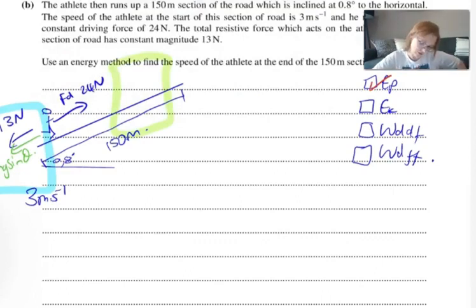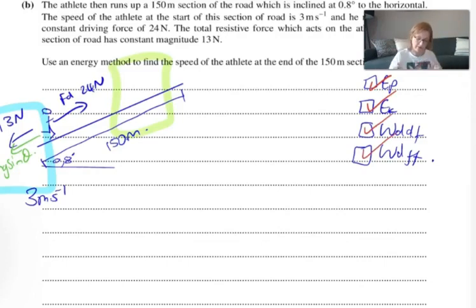The speed of the athlete at the start is 3, and he now produces a constant driving force. Use the energy method to find the speed. Okay, so we've got to assume the speed is changing because they want us to find the speed. Is there work done by the athlete? Absolutely. He's putting in a lot of work. Are there frictional forces? Absolutely.